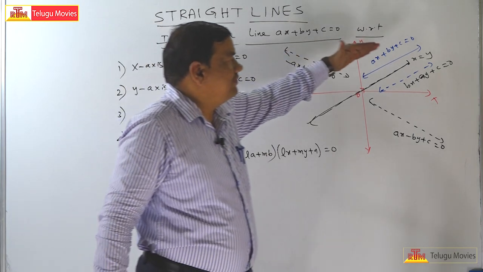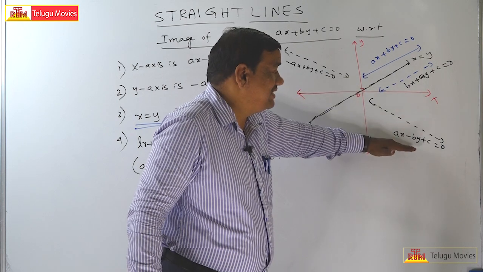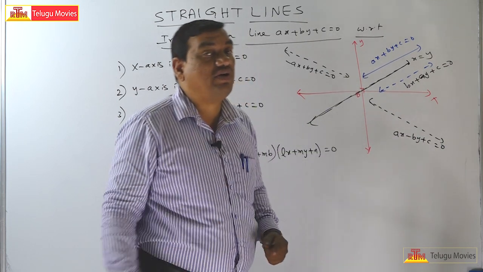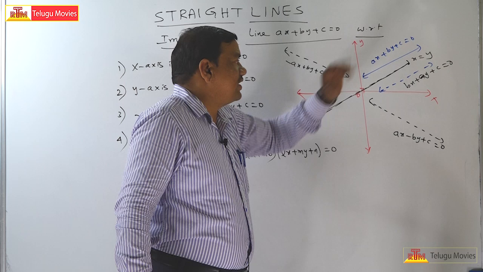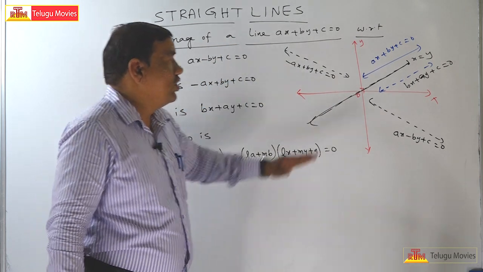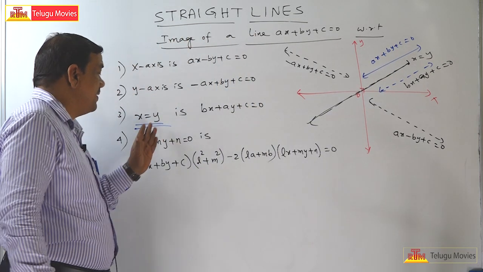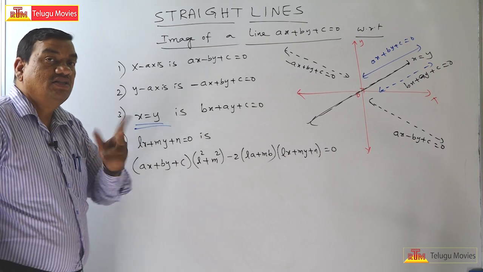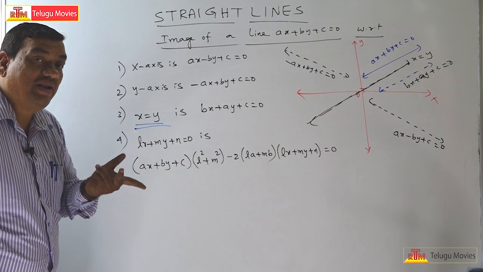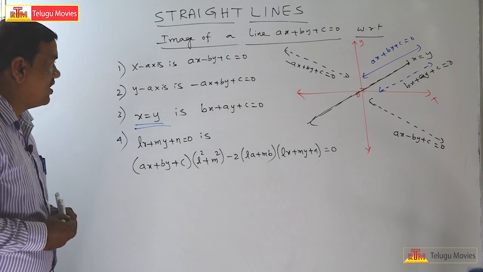So given a line ax plus by plus c, with respect to the x-axis, its image is ax minus by plus c is equal to 0. With respect to the y-axis, minus ax plus by plus c is equal to 0. With respect to the line x is equal to y, ax plus by will become bx plus ay. Just both the coefficients will be interchanged in their places. The next one is also a very important concept.